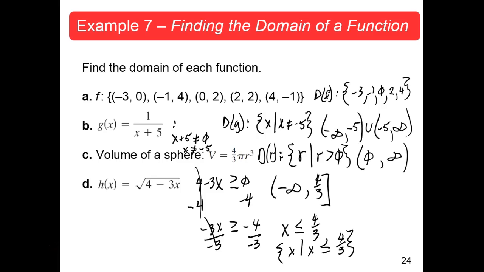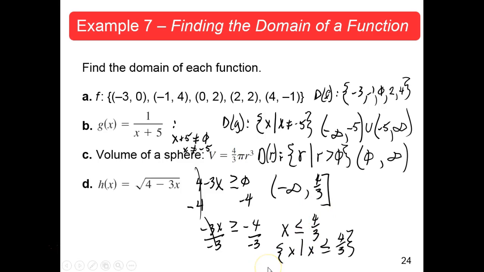Good deal. Let's see how the book did it. Let me just check before I erase. Page 40, chapter 1, functions and graphs, section 1.4 functions, and this is example 7 on page 40. Okay, I think the book did all right. So we will move on from here.